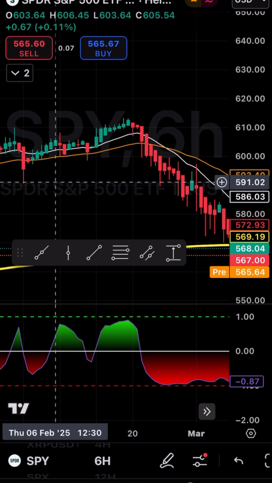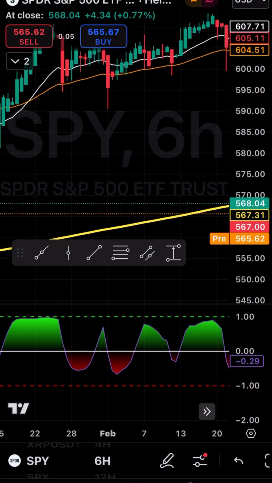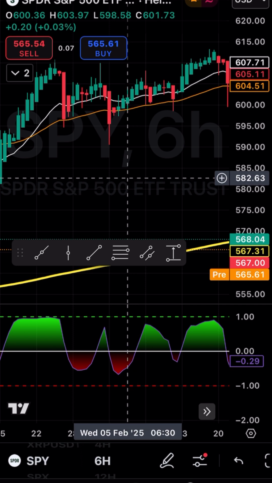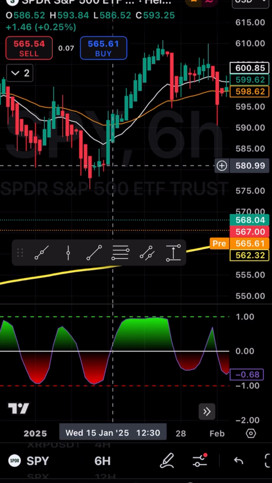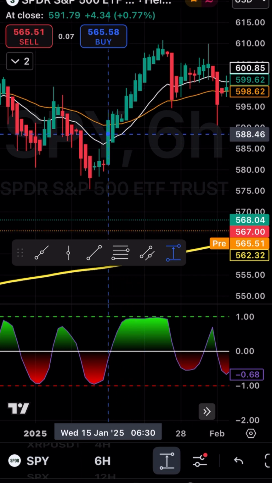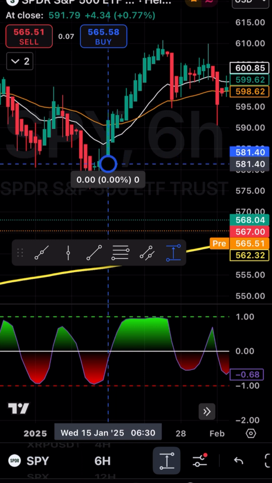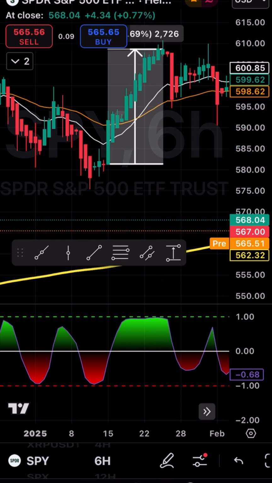Could have entered here for a tiny one. That might be a little tiny, but there's one right here, you might make a little bit there. You make some right here for a trade. If you entered right here where it crosses the zero line, here all the way to the top, you would have made some profit there.